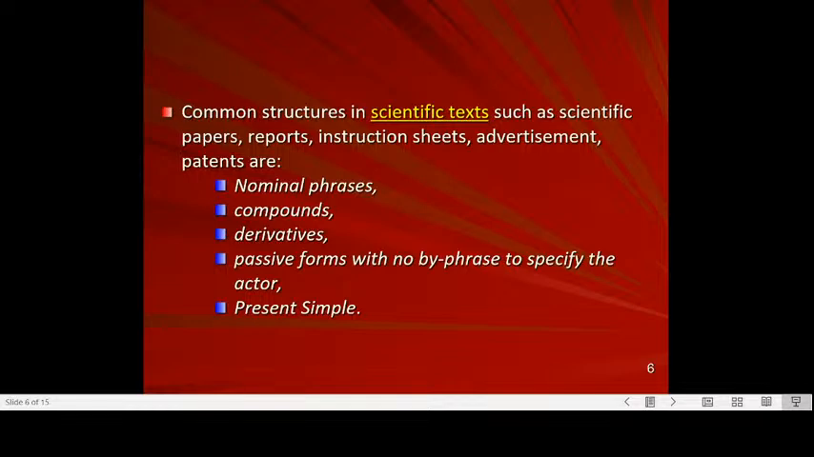Common structures in scientific texts, such as scientific papers, reports, instruction sheets, advertisements, patents, are nominal phrases, compounds, derivatives, passive forms with no by phrase to specify the actor, and the present simple. No more. So these are the basic structures that a student majoring in science will come across while reading scientific texts.